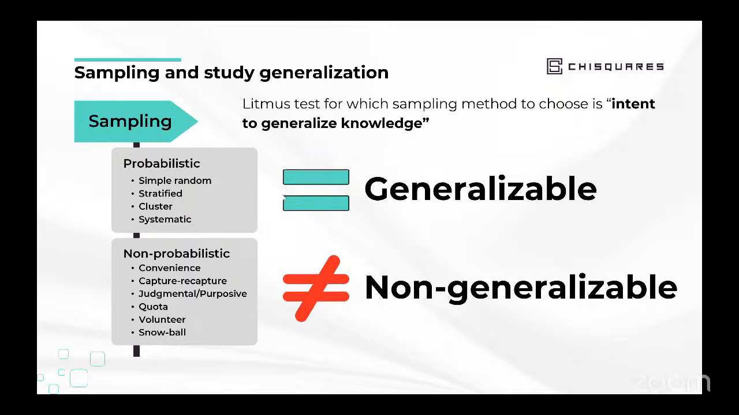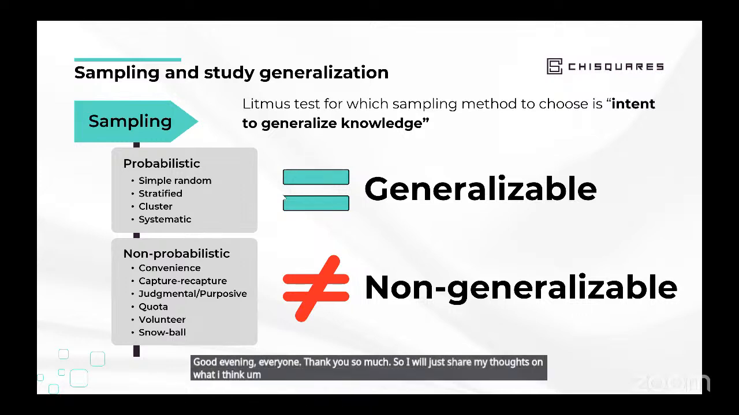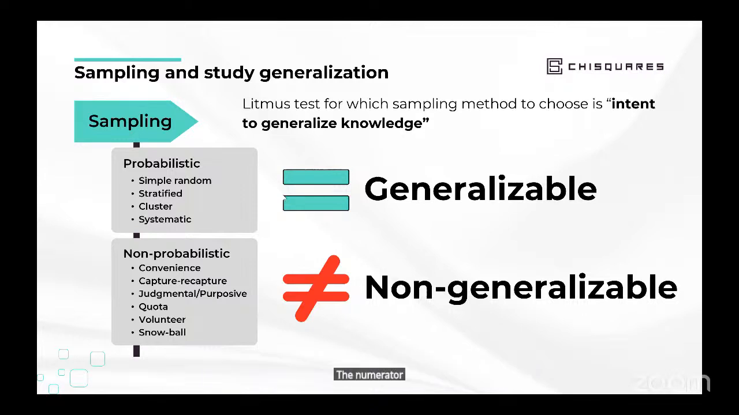Good evening, everyone. Thank you so much. So I'll just share my thoughts on what I think the difference is. Like you've rightly highlighted that simple random sampling is just one of the subset of probability sampling because the numerator and the denominator, that means the sample and the total, the population size is known.